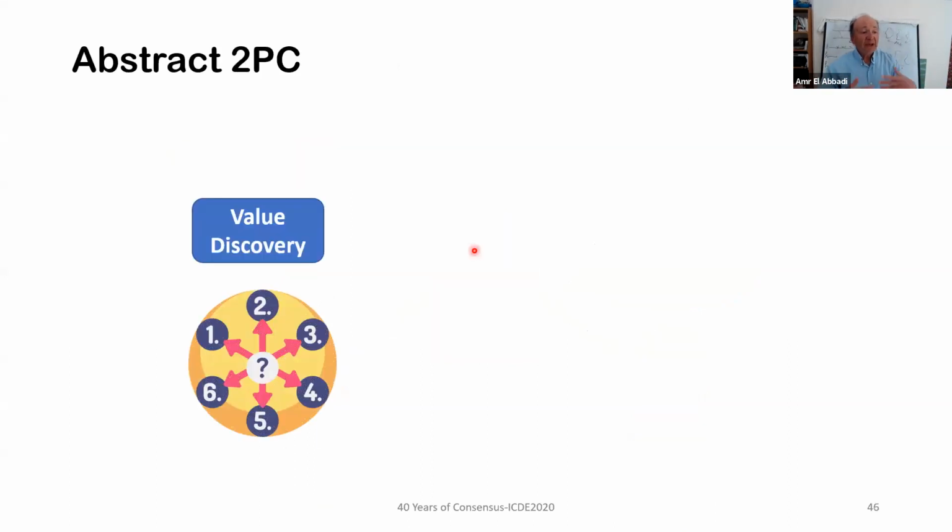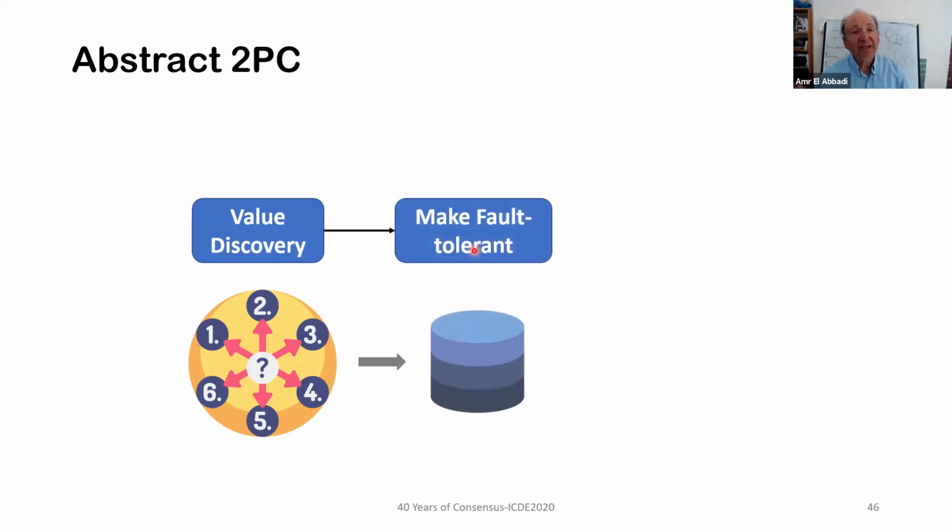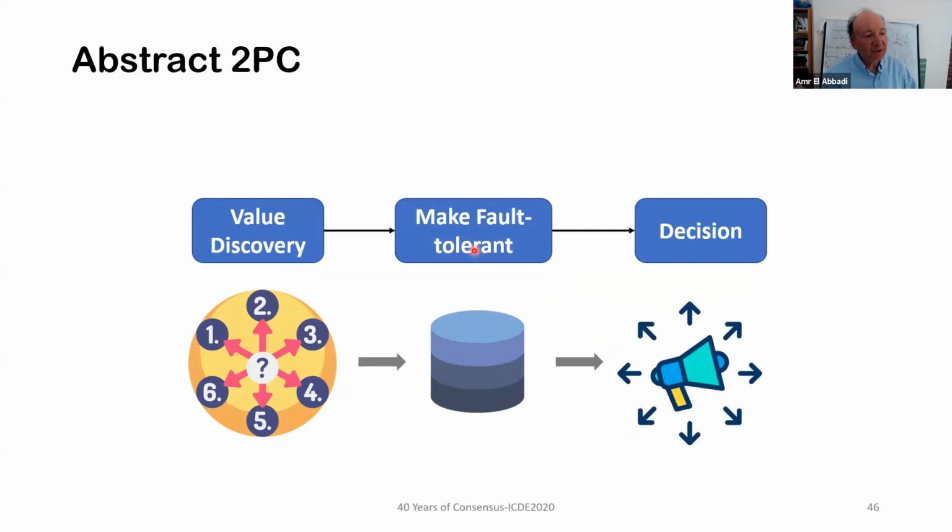So in a way, we can abstract it as saying there's a value discovery. I do not know what the different participants want, so I need to get their vote. I need to know whether they are willing to commit or abort. So there's what we'll call value discovery. Then you make it fault tolerant. And in two-phase commit, how do we ensure fault tolerance? By putting it on disk. I make the decision persistent. I, meaning the coordinator, make the decision persistent by putting it on disk. And then I announce the result.